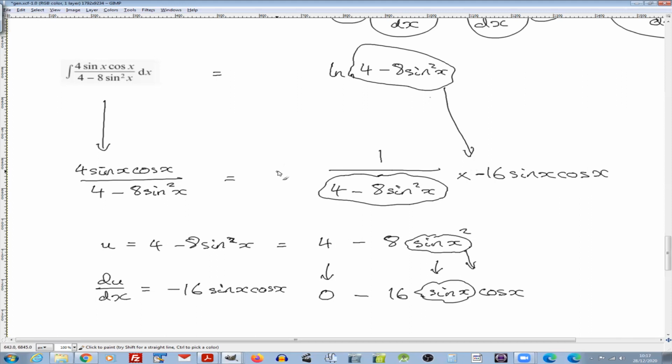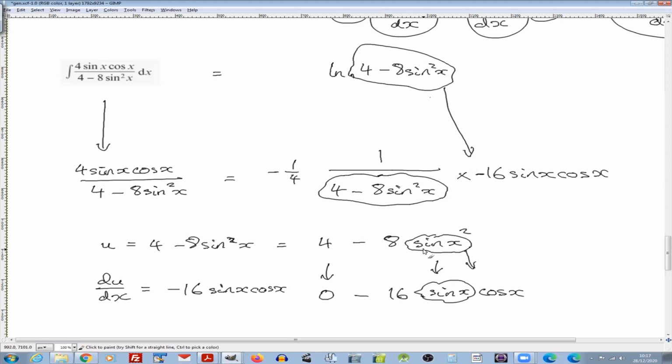Yes. In other words, the whole thing needs to be multiplied by a quarter, minus a quarter, sorry. Minus a quarter. In which case, then that equals that thing there.